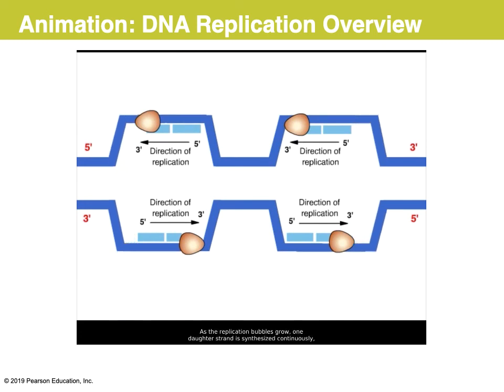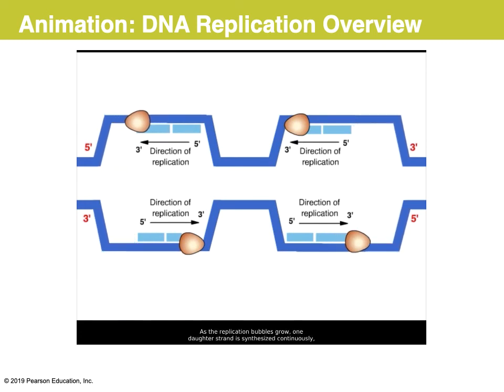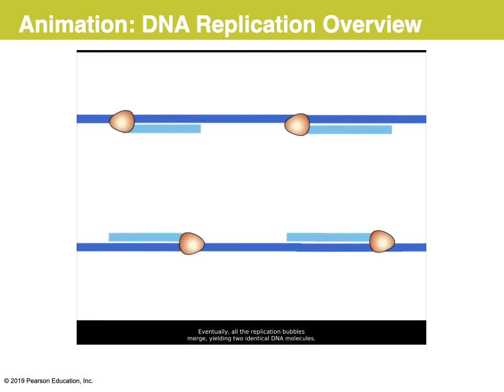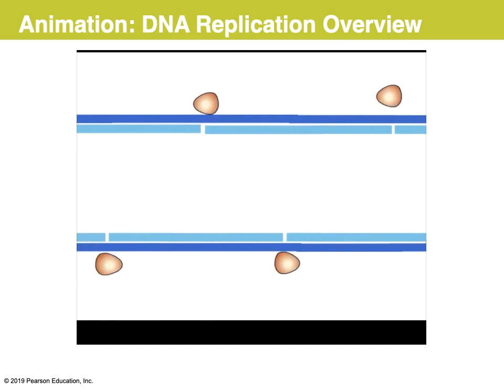As the replication bubbles grow, one daughter strand is synthesized continuously, while the other daughter strand is synthesized in pieces. The pieces are joined together by the enzyme DNA ligase. Eventually, all the replication bubbles merge, yielding two identical DNA molecules.